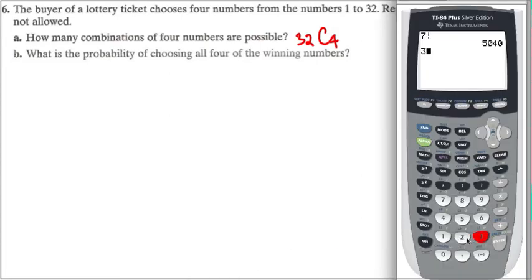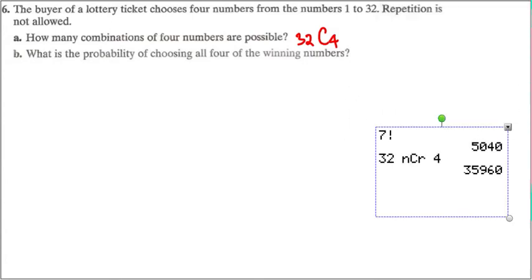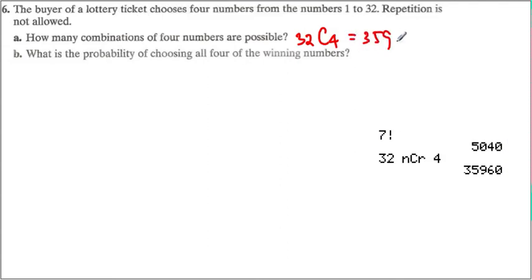Then here we have 32. Since the order doesn't matter, here number 3, combination. And then we are choosing 4 numbers. So there it goes. Our answer is 35960.